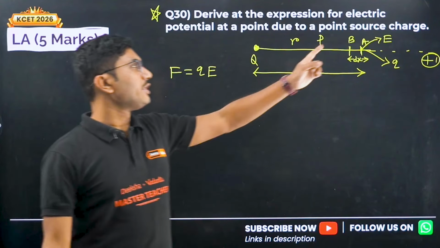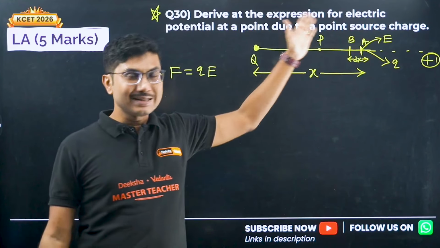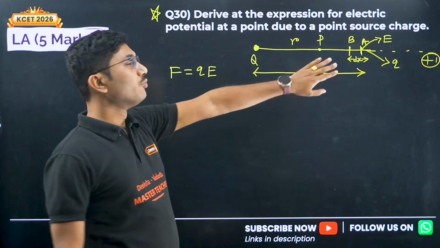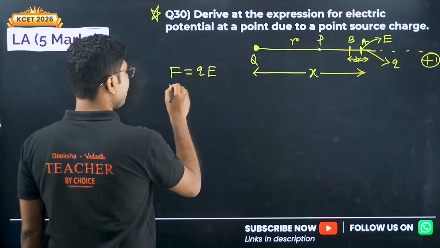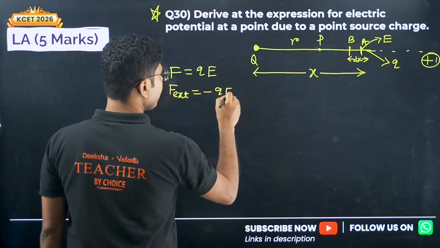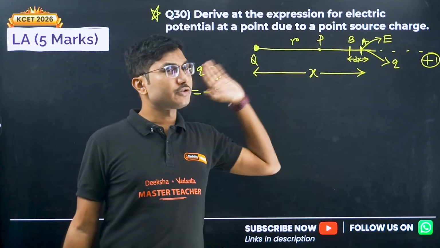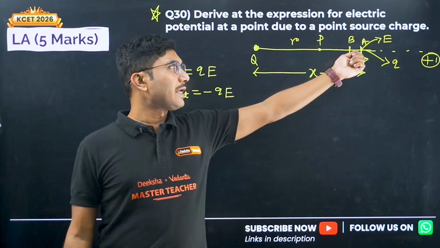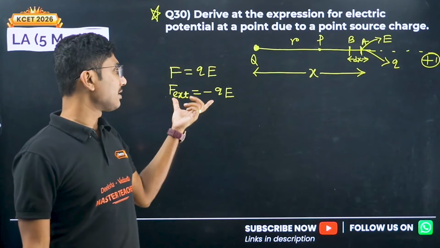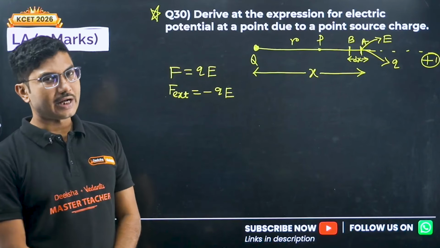Now if you want to move this charge from A to B against the electric field, then you have to apply an external force to move this charge. What will be the external force required? It must be opposite to this force. Suppose this is positive, this force is trying to take it away, so you have to apply an external force against this internal force. The external force has to be opposite in direction, that's why minus qE is the force that you have to apply.